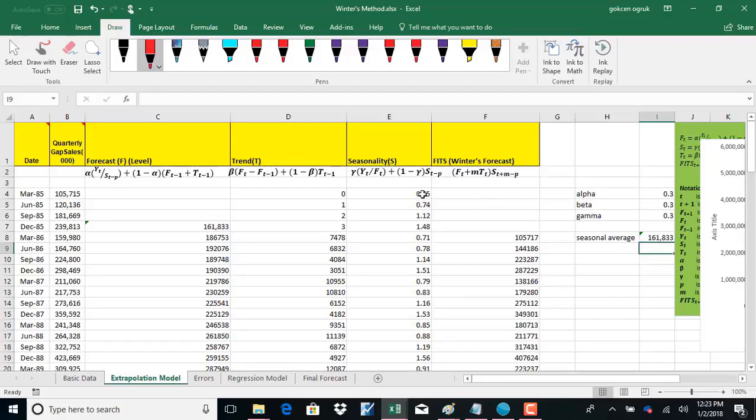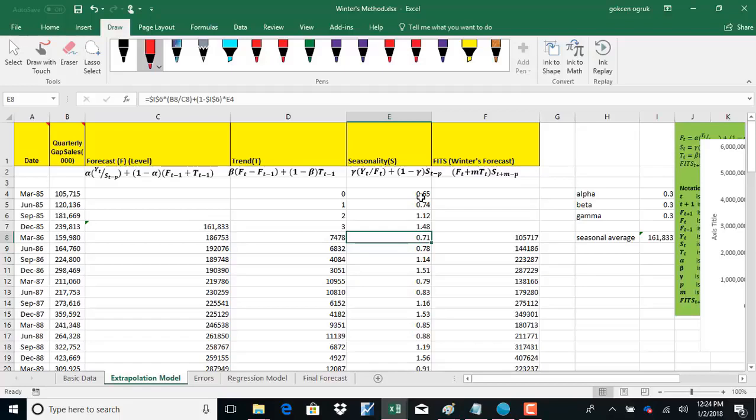To do so, I'm going to divide actual sales in period 1 by our average over the 4 periods. Actual sales in period 1 divided by seasonal average. And I will do that for the second season, or Q2, actual sales in Q2 divided by seasonal average. I will do the same for the third quarter, and then for the fourth quarter. Now we have found the seasonality indices, which are 0.65, 0.74, 1.12, and 1.48 for the 4 quarters.